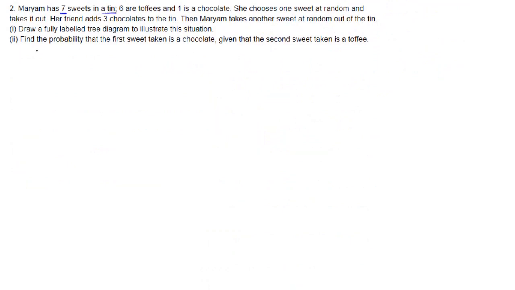Marianne has 7 sweets in a tin, 6 are toffees and 1 is chocolate. She chooses 1 sweet at random and takes it out. Her friend then adds 3 chocolates to the tin. Marianne takes another sweet at random out of the tin. So we're supposed to draw a fully labeled tree diagram.